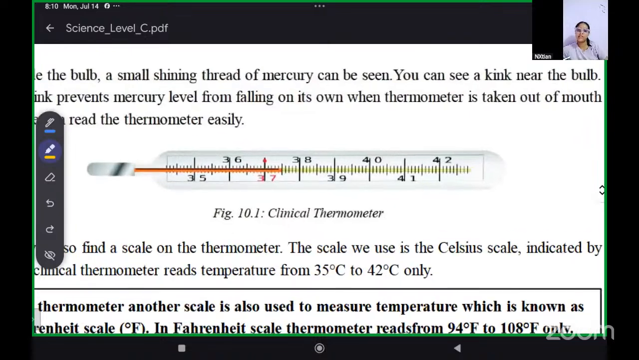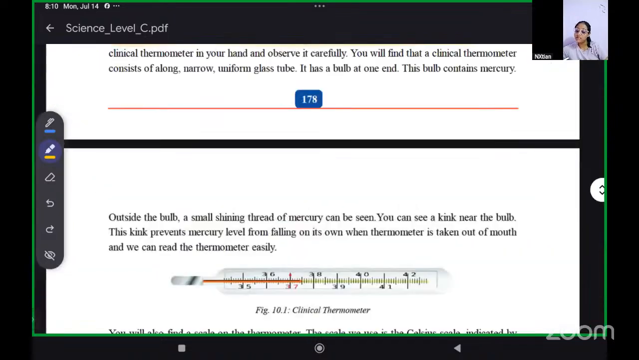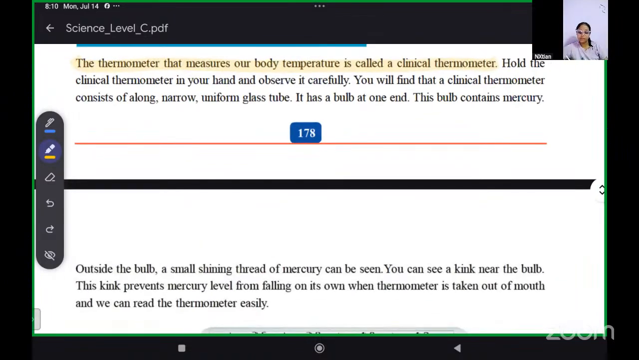Okay, this is a traditional one. Then the clinical thermometer. Have you seen a thermometer which has a long glass tube? Yes, that is a laboratory thermometer. If you see the very long glass tube one, that is a laboratory thermometer. But usually these traditional ones were also glass thermometers.